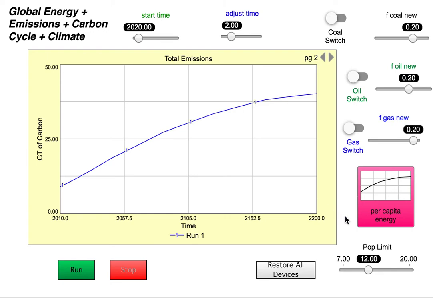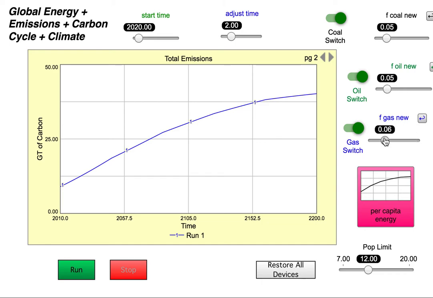We're going to follow the instructions here and turn on all of the coal, oil, and gas switches. And we're going to reduce them all to a new fraction of 0.5. That's 5%. So each one of them will make up 5% of our total energy sources. Then we're not going to change per capita energy, population limited at 12, start time for reduction is 2020, adjust time is 2 years. So we do that. We run the model.